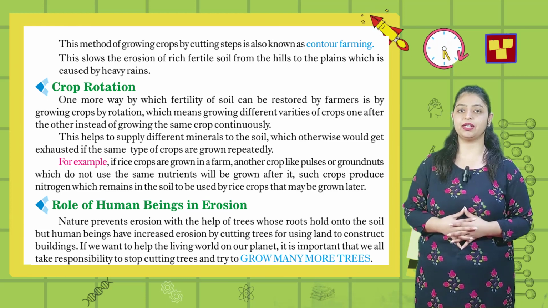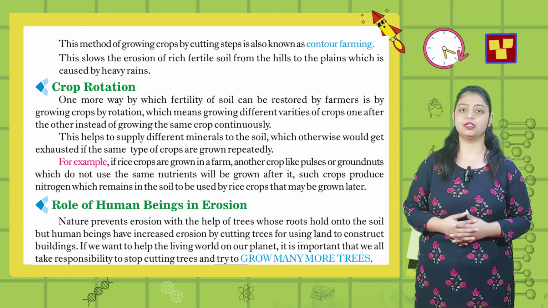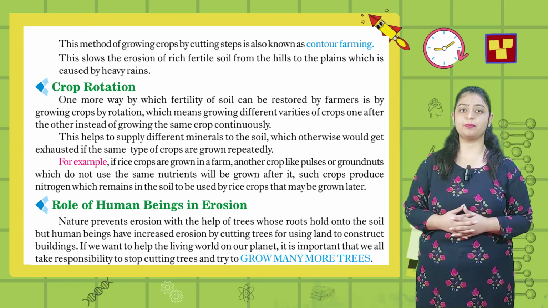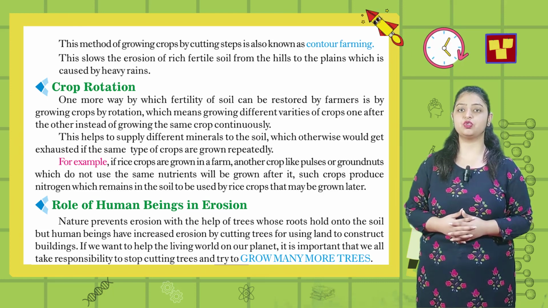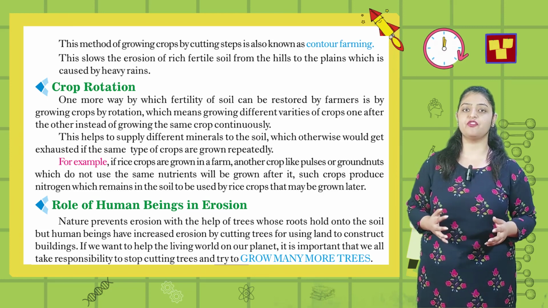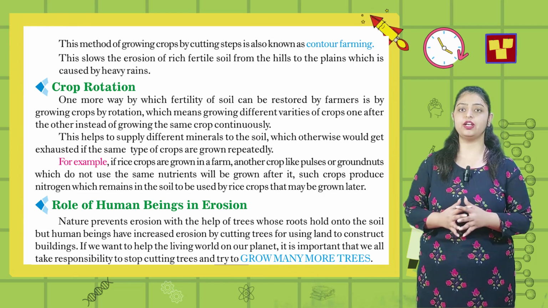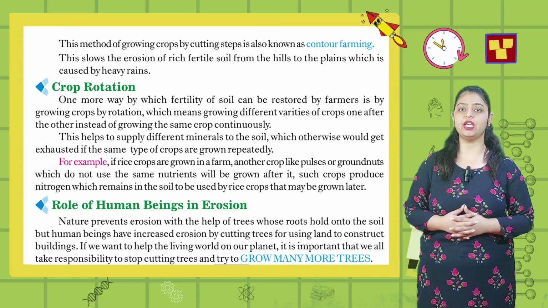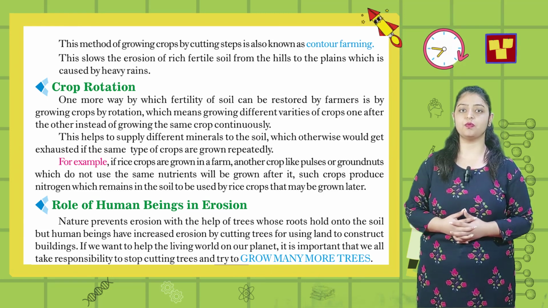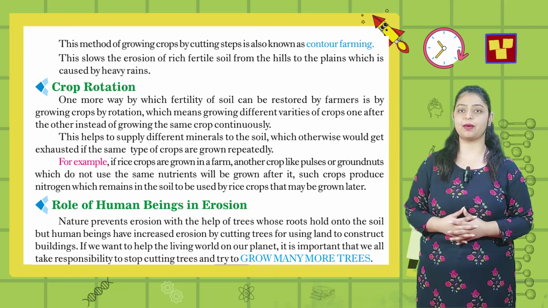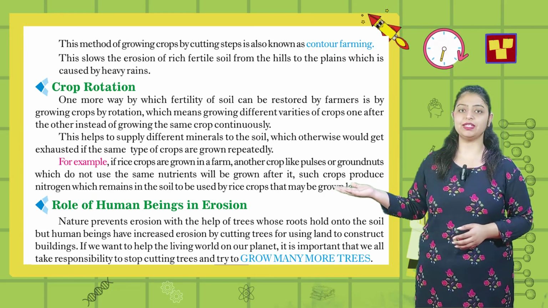are grown repeatedly. For example, if rice crops are grown in a farm, another crop like pulses or groundnuts, which do not use the same nutrients, will be grown after it. Such crops produce nitrogen which remains in the soil to be used by the rice crops that may be grown later. Next topic is role of human beings in erosion.